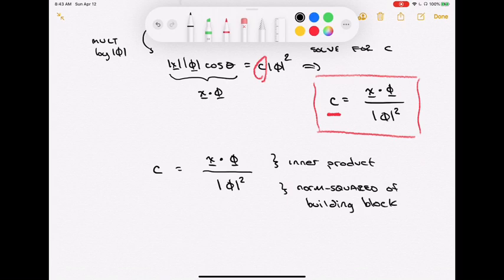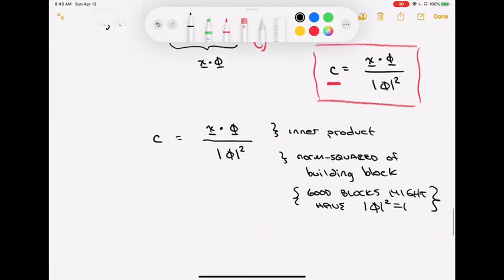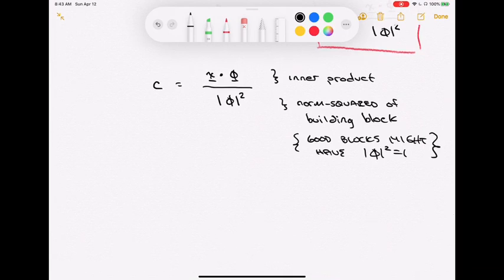And I will make just a little side note on this. I would say that good building blocks might have the size of the block being equal to 1. Why? Because then you wouldn't have to do that division. You would just end up getting your size needed for each of these pieces by projecting the x onto the building block itself. The phi squared would be equal to 1. Okay, so we have a rule then for finding our coefficient.